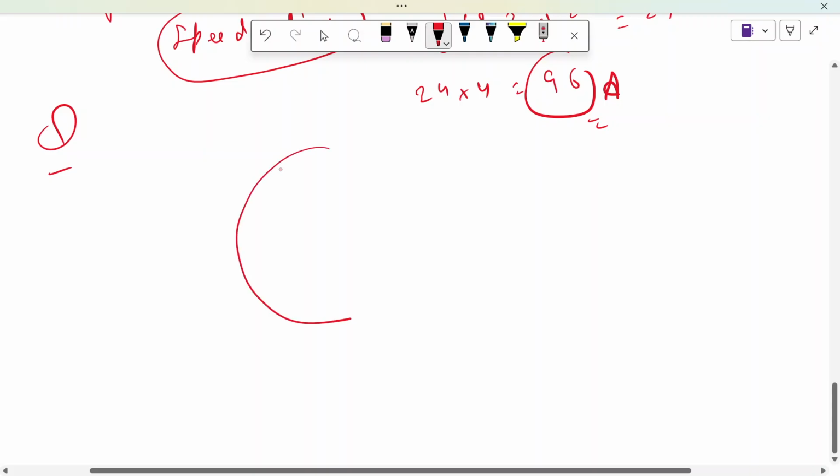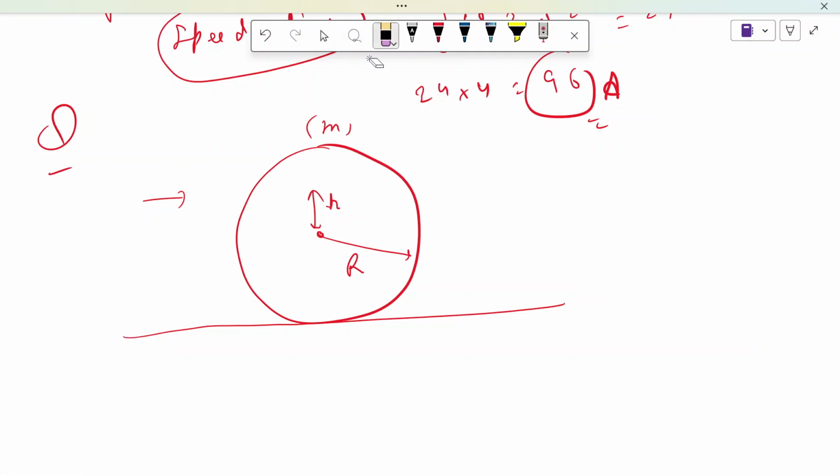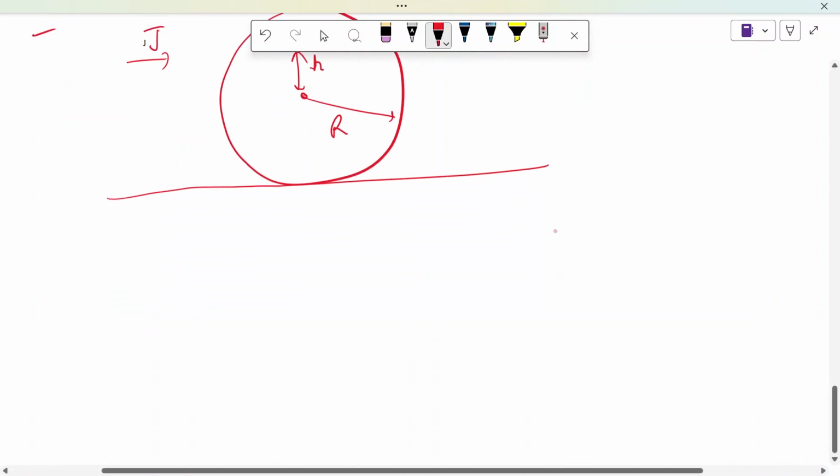The problem statement: there is a given uniform spherical shell. Its radius is r and its mass is m. At a distance h from the center, it is imparted an impulse of j. Because of this, the center of mass acquires a horizontal velocity v naught. It is given in the question itself.